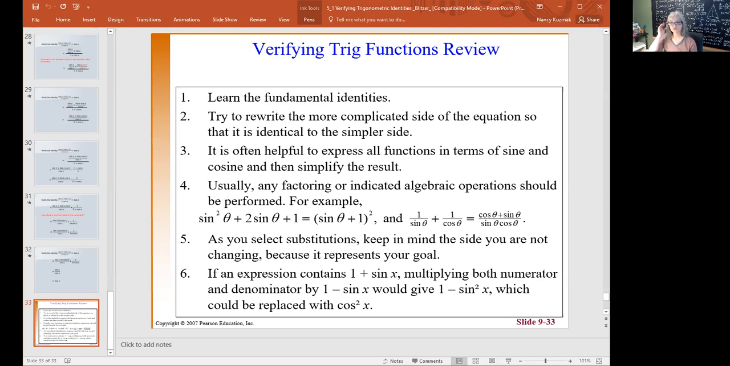All right. Don't forget about conjugates. Don't forget about adding like fractions. You might have to make it a like fraction, right? And give yourself plenty of room when you're writing your work out. There's no reason that you have to scrunch everything together.